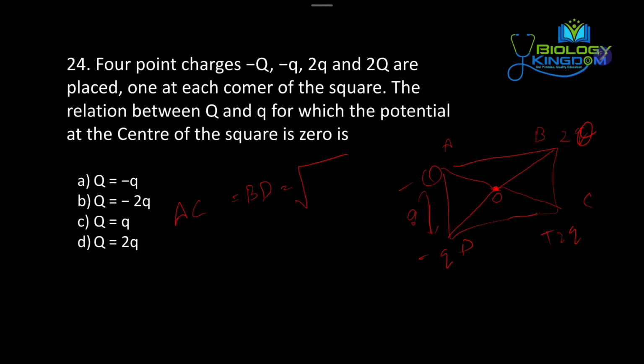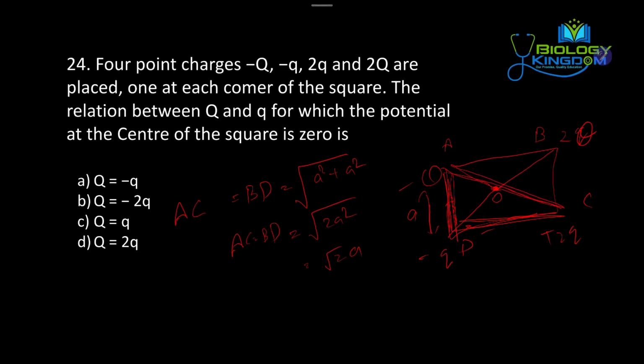How much? If the side of this square is a, then a square plus a square is 2a square. To find AC, according to the Pythagoras theorem, what is the value of AC or BD? It will be the same, root 2 a. So we have found the value of AC.